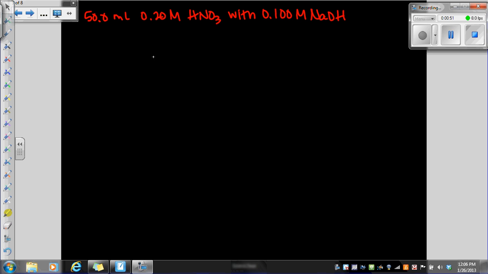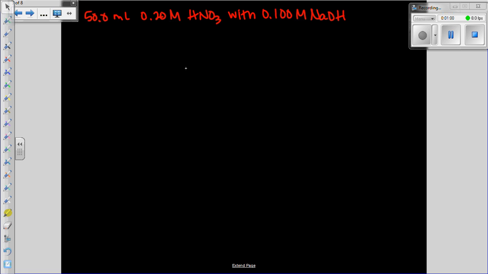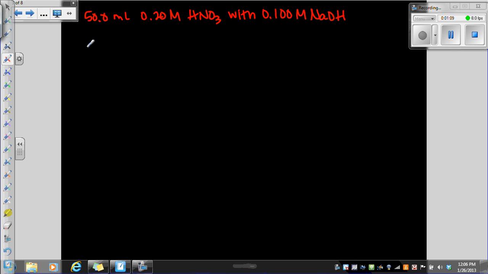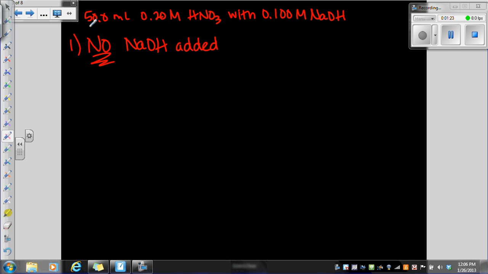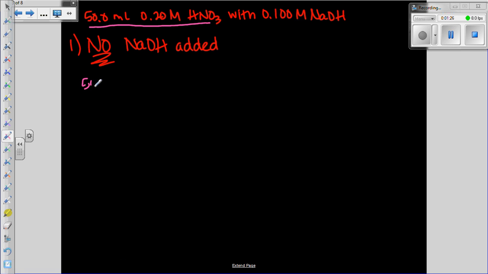Okay, so what we're going to look at is a titration between 50 milliliters of 0.20 molar nitric acid and 0.100 molar sodium hydroxide. And the first thing we want to look at is where we have, let's do this at 1, no sodium hydroxide added. Okay, so if we have no sodium hydroxide added, all we have is this. So we have 50 milliliters of 0.20 molar nitric acid.